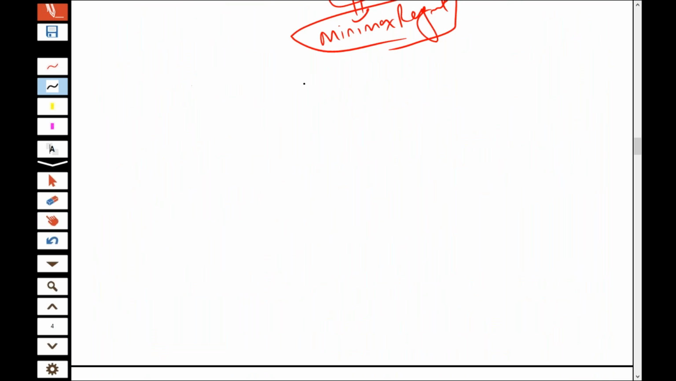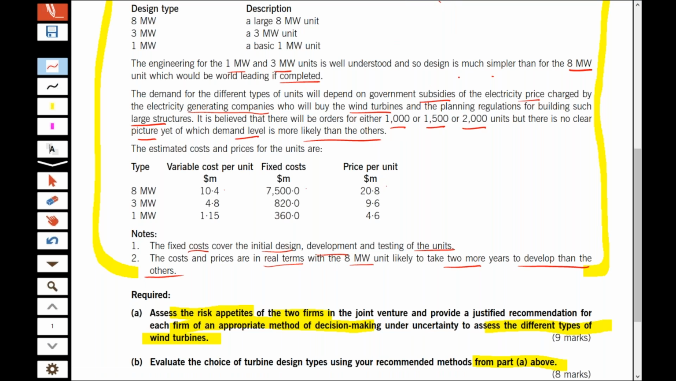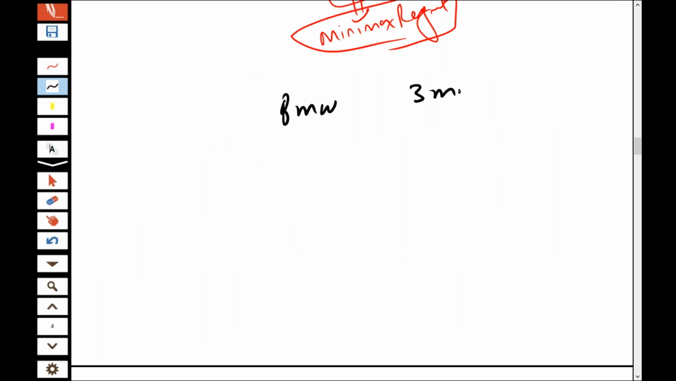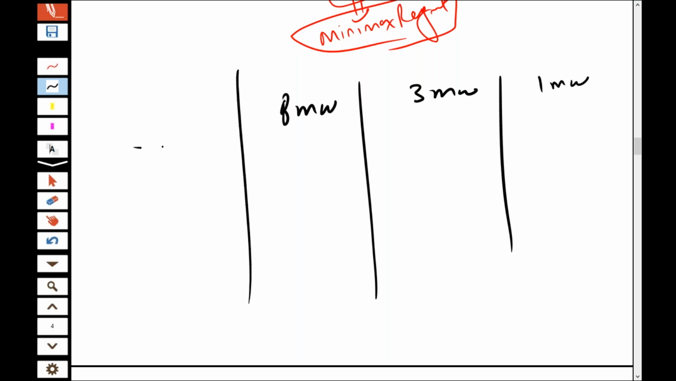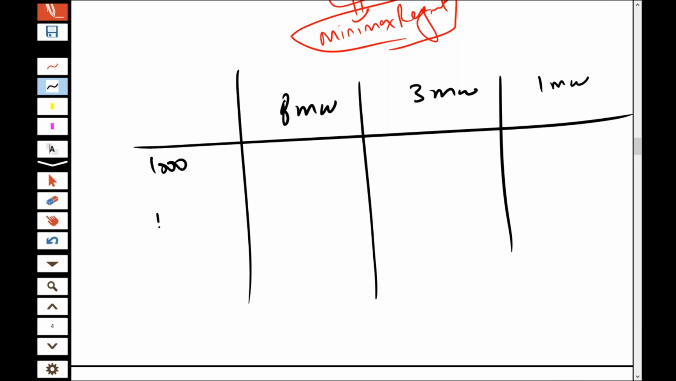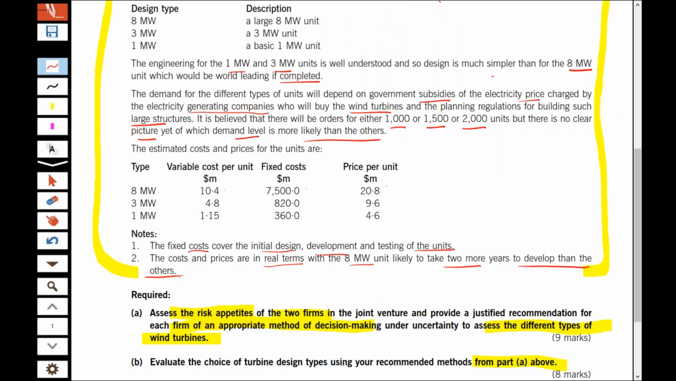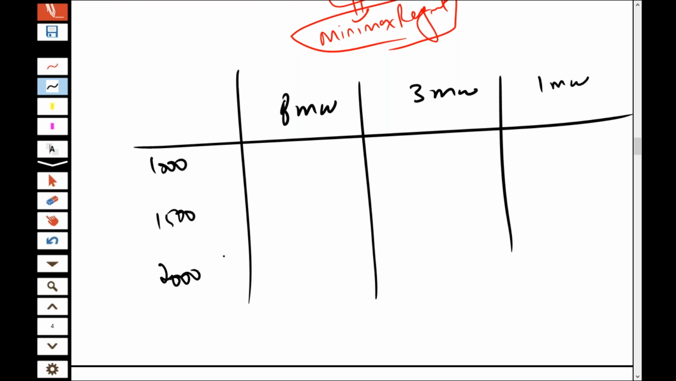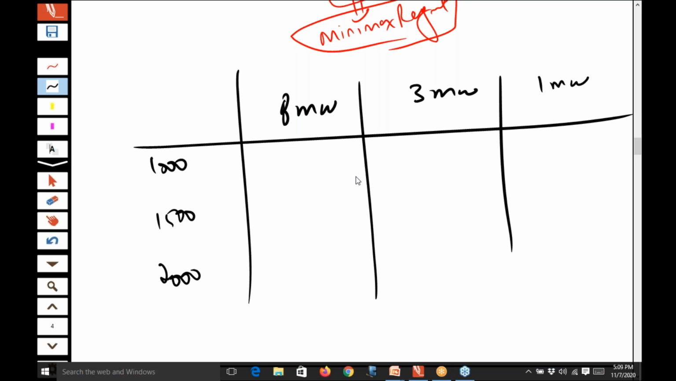Now, what is that payoff matrix going to be? We can either go on designing the 8 megawatt, the 3 megawatt, or the 1 megawatt. The demand could be 1,000, 1,500 or 2,000.